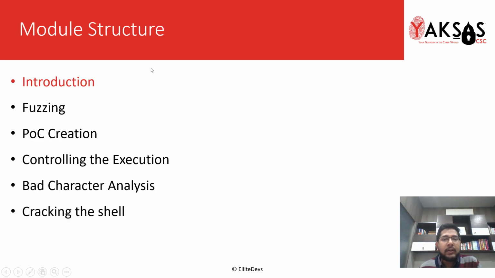This is our module structure. Our module is divided into 6 parts, that is introduction, fuzzing, POC creation, controlling the execution, bad character analysis, and finally cracking the shell. We are on the first part, that is introduction, wherein I give you a brief overview of the technique that we will be using in this video and the tools required for this module.